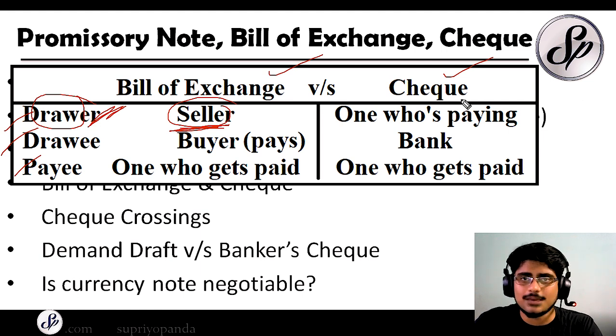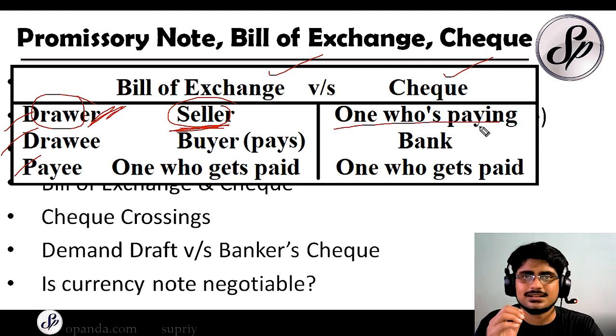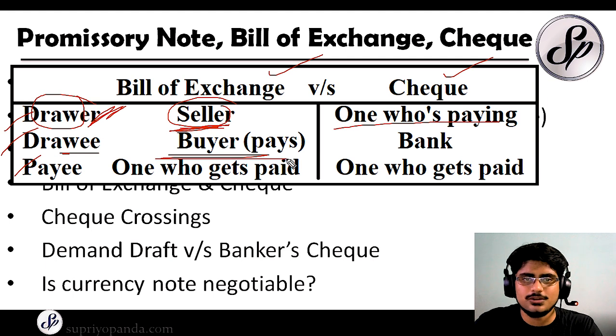The check, what happens in a check? The one who is paying, that person is the drawer of the check. So if I have to make some kind of a payment, then I will be the drawer of the check. So that's very important. And what about the drawee? In a bill of exchange, the drawee is the buyer or the person who is actually paying. So in our example, I was the buyer, right? So I will be paying you. So I am the drawee of the bill of exchange.